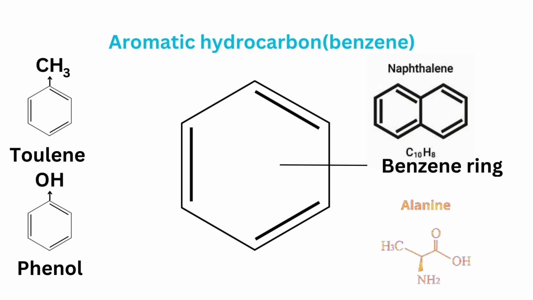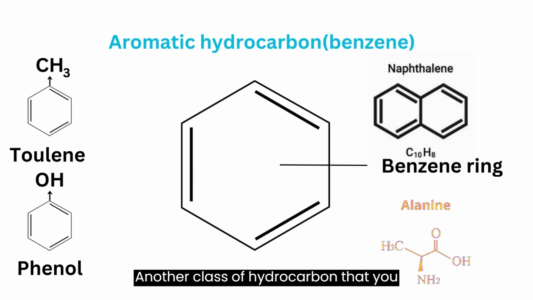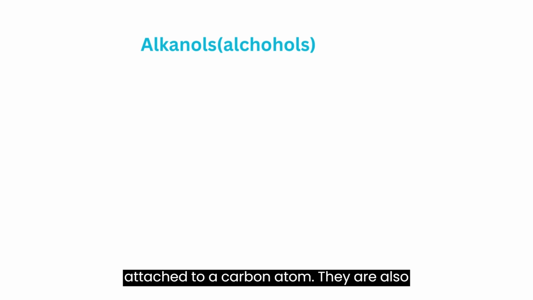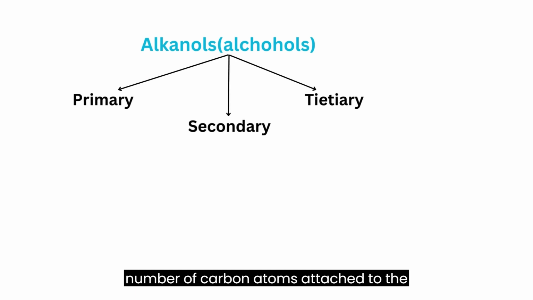Remember that the reason they are called aromatic is because they give off a very strong smell. Just put that somewhere. Another class of organic compounds that you should know are alkanols. These are organic compounds that contain an OH group attached to a carbon atom. They are also called alcohols. They can be divided into three subgroups: the primary, the secondary, and the tertiary, based on the number of carbon atoms attached to the alpha carbon. What is an alpha carbon?